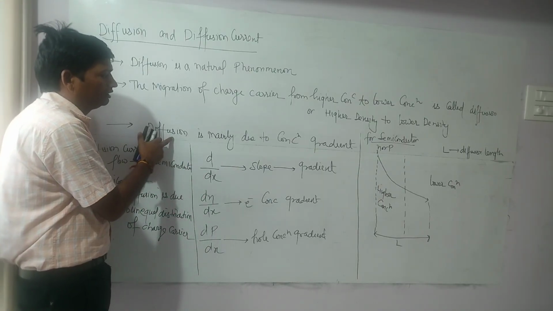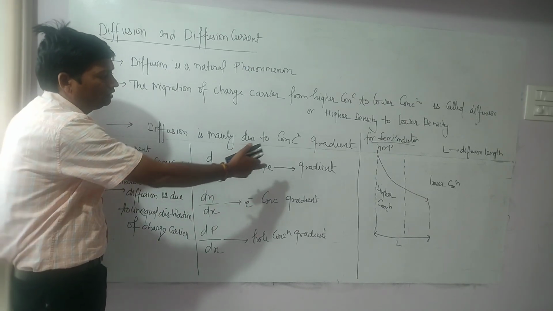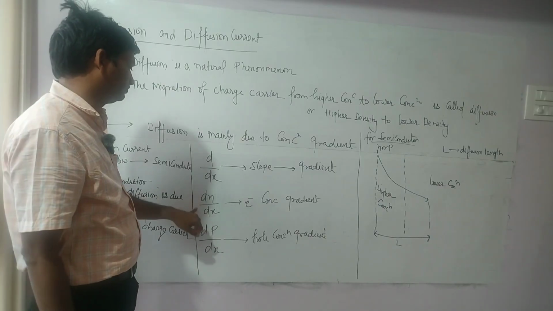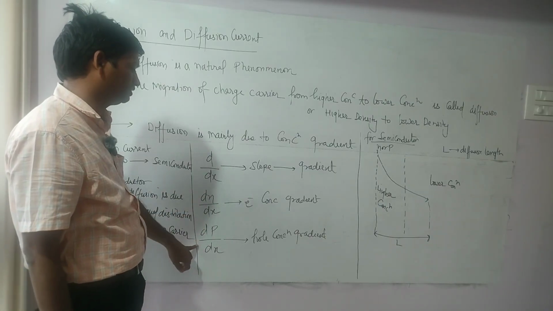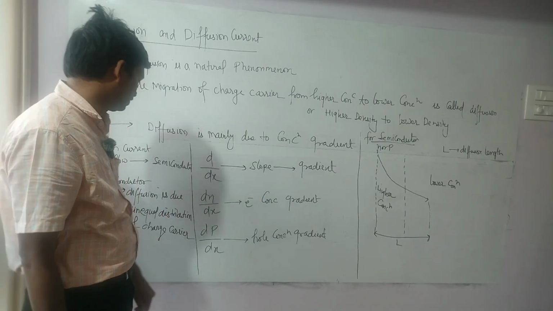Concentration gradient means dy/dx. The slope is called the gradient. So if you are considering the electron concentration, it means dn/dx, or if you are considering the hole concentration, it means dp/dx. Okay.